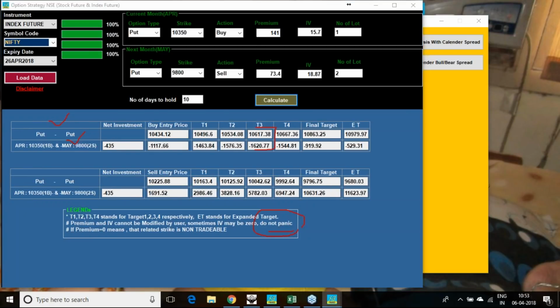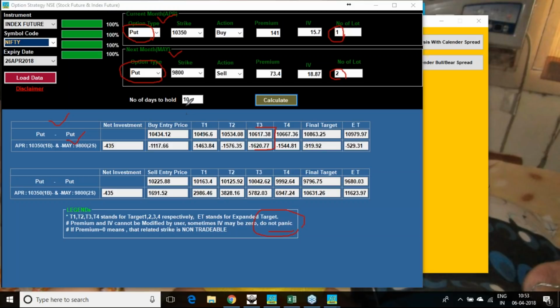I have just selected the Nifty index future, 26 April, and loaded the data. In the first section I got the April month and May month. I'm making my combination: I have bought a put option of one lot, and I sold the 9,800 put option of May month, two lots.